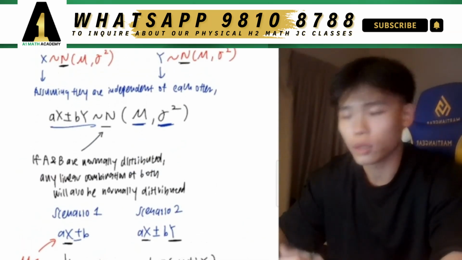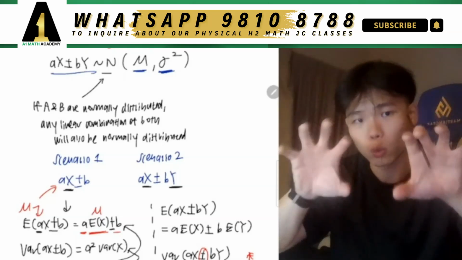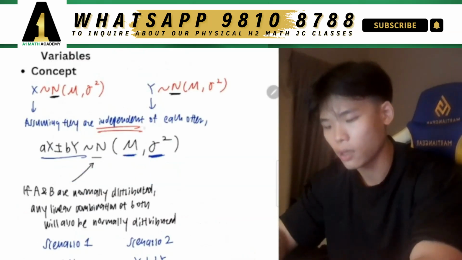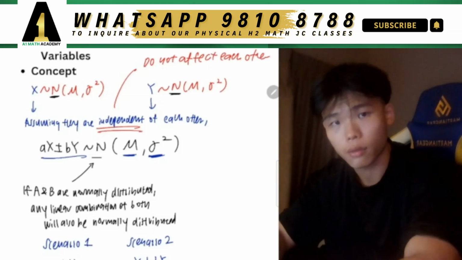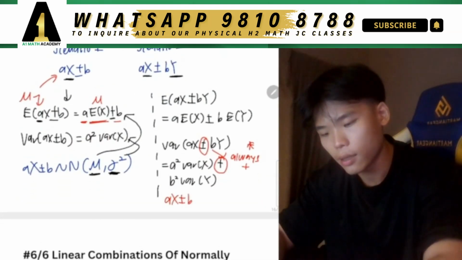And another thing to note is that these two are independent as well, right? So these two, you can just imagine them as two independent sets of data that do not affect each other, right? So just note that independence over here just means they do not affect each other, right? As simple as that.